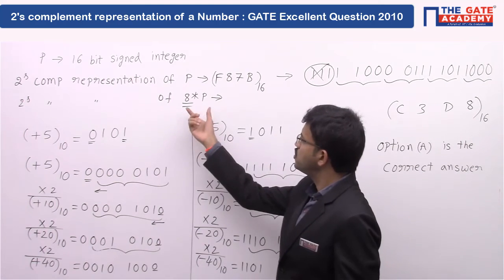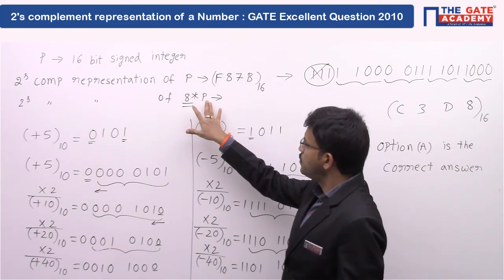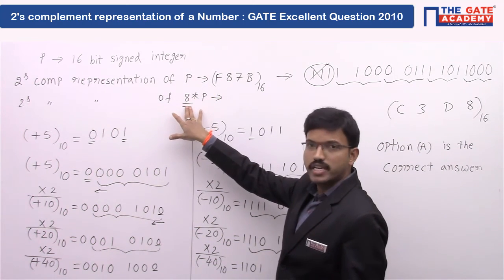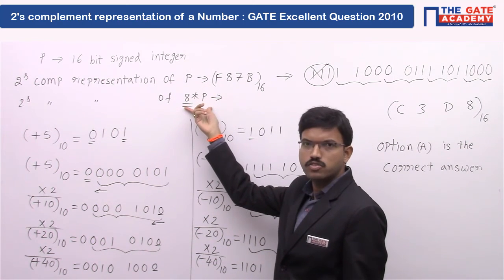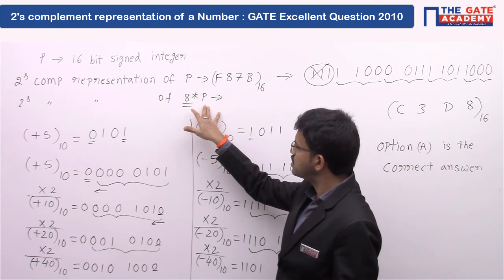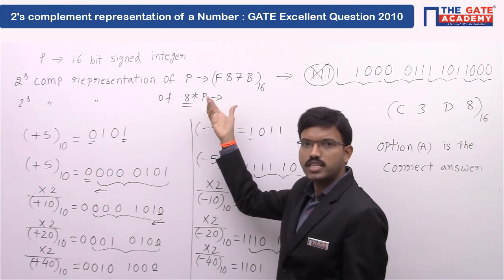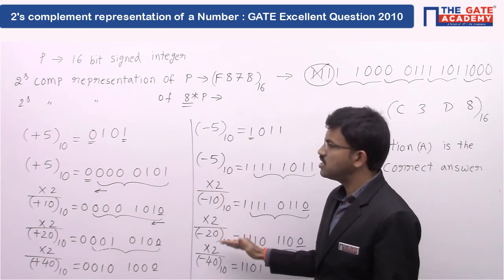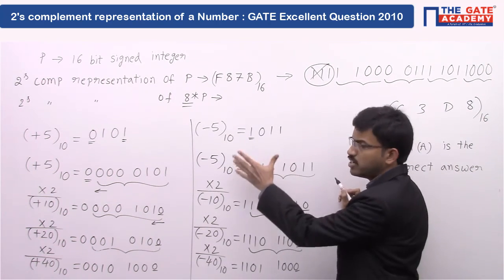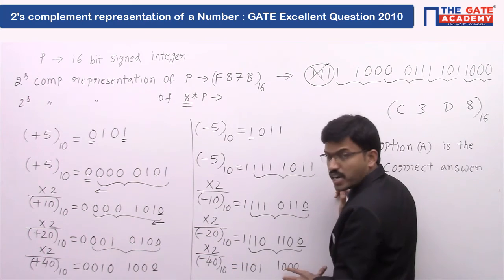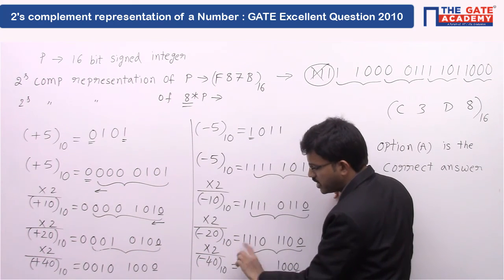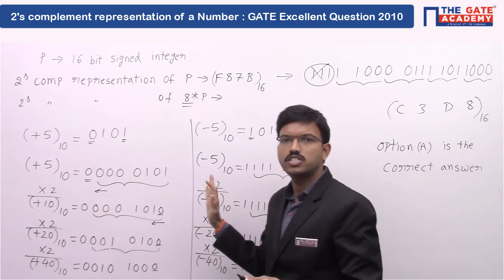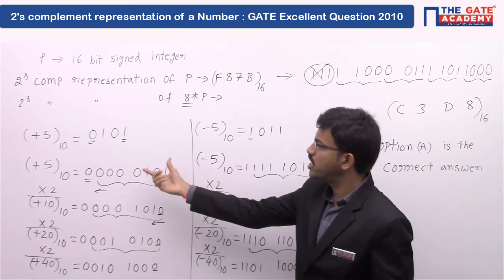Because what are we doing? Suppose here I have considered P as a negative number. I am multiplying with 8, the resultant value will be negative. Similarly, if you are dividing this negative number by 8, the resultant value will be negative, right? So whenever you consider a negative number, after doing right shift, you have to place the MSB value the same as the sign bit, because the sign bit should not change. So that's why we have considered this.